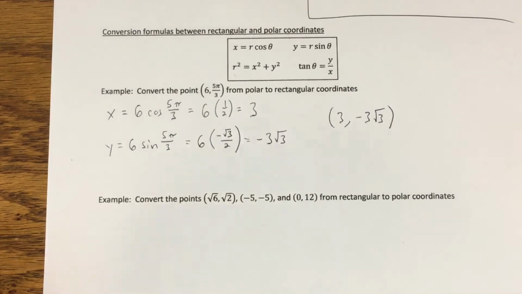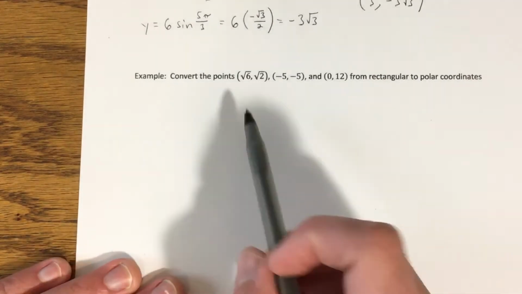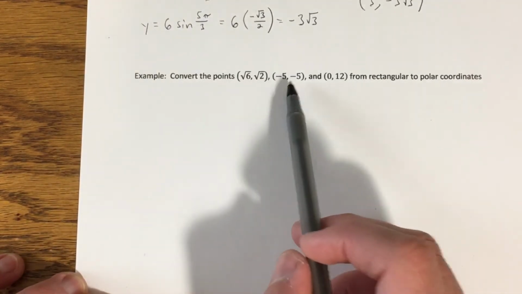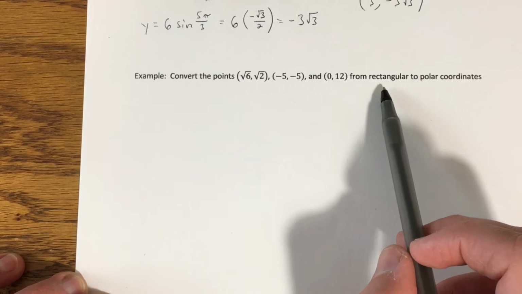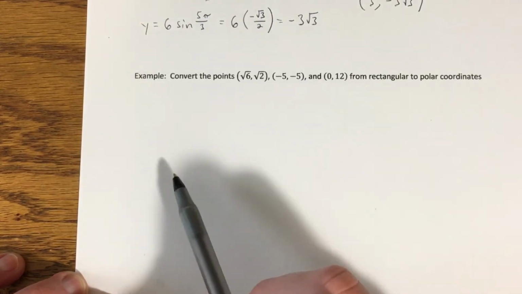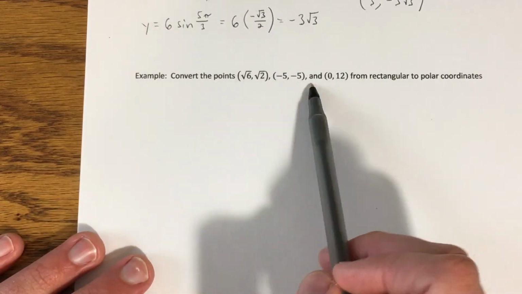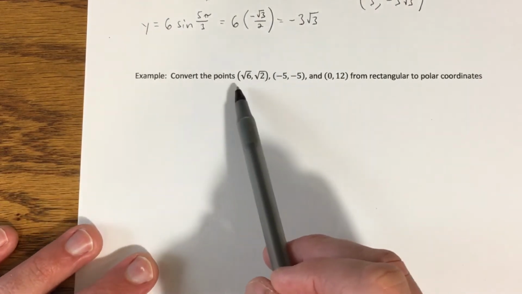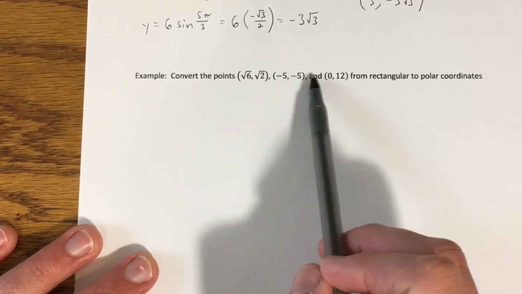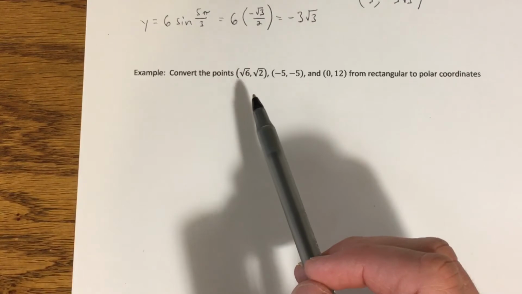Okay? Just a matter of plugging things in. Down here, we're going the other direction. We're converting the points shown here from rectangular to polar now. So these are rectangular coordinates, but I want to represent them using polar. I'm giving you 3 examples here because they illustrate 3 different cases that we can encounter.